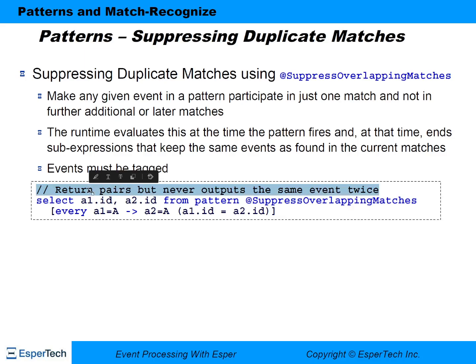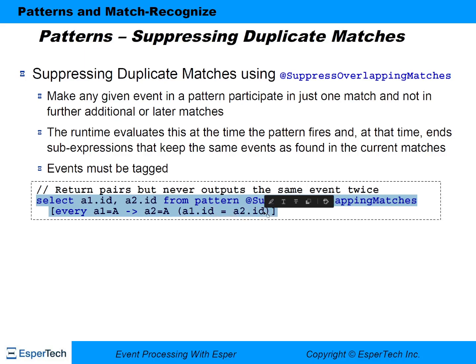Such as, in this EPL, which returns pairs but never outputs the same event twice. Select A1.id, A2.id from pattern @SuppressOverlappingMatches [every A1 equals A followed by A2 equals A(A1.id equals A2.id)].